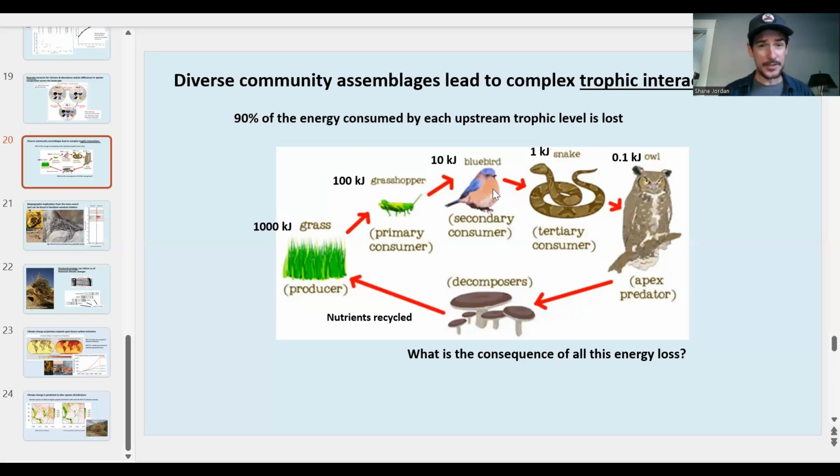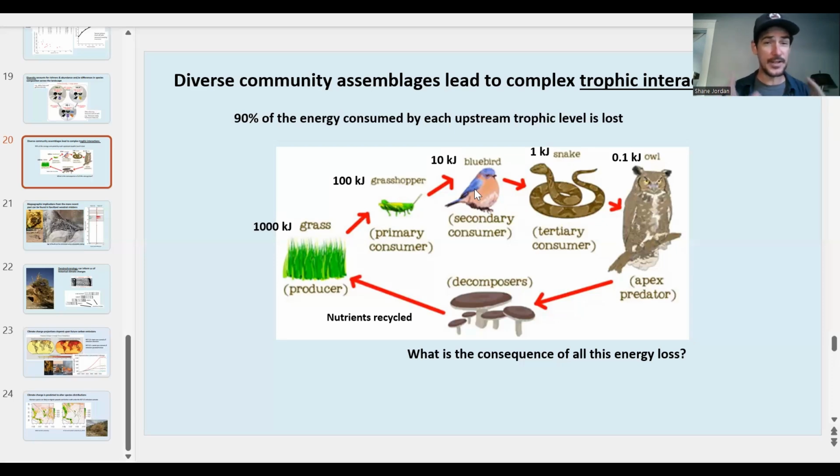Likewise, when this bluebird consumes this grasshopper, the bluebird's only going to be able to get 10% of the energy from the grasshopper. So if the bluebird consumed 100 kilojoules from this grasshopper, which the grasshopper got from the grass, the bluebird's only going to be able to use 10 kilojoules of that energy.